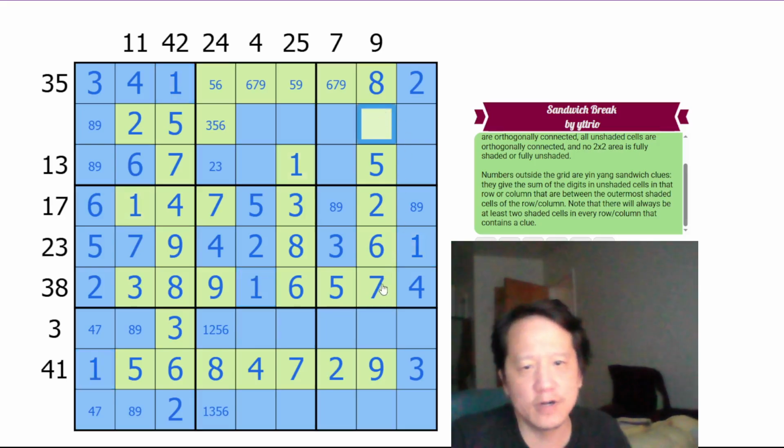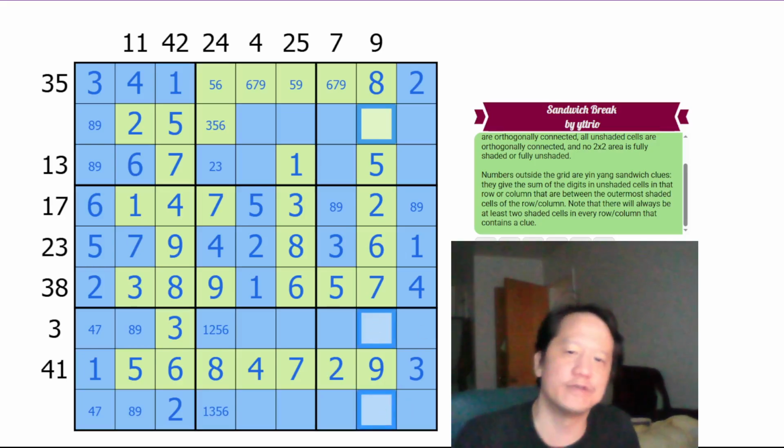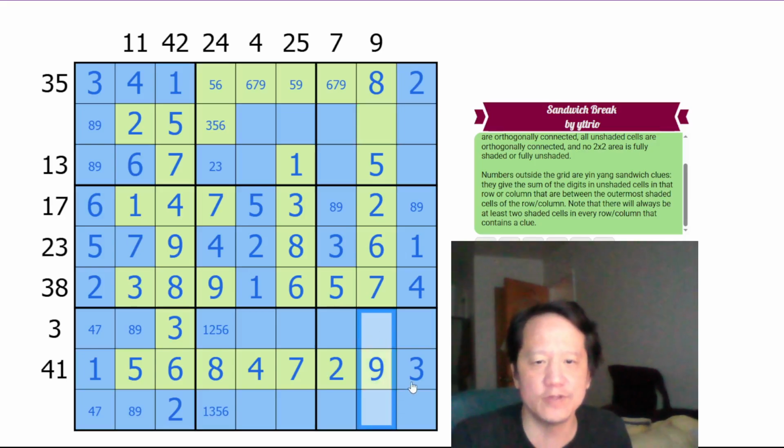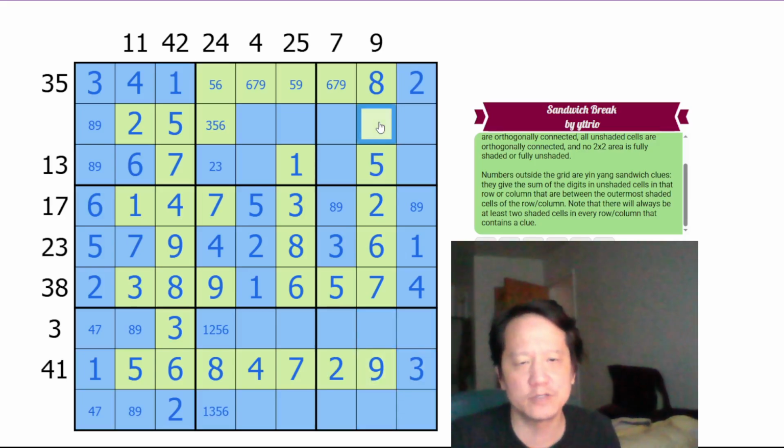Remaining digits of column 8. We have what? 1, 3, and 4. 3 cannot be either of these digits because of 3 in the box, so 3 has to be there. No 3 or 5 here. It's 6, which makes this 5.